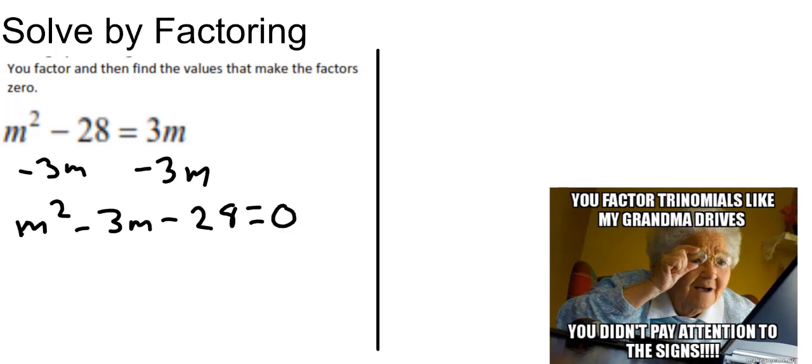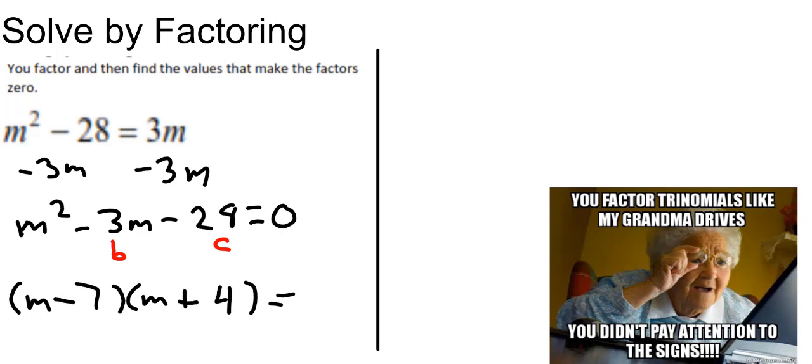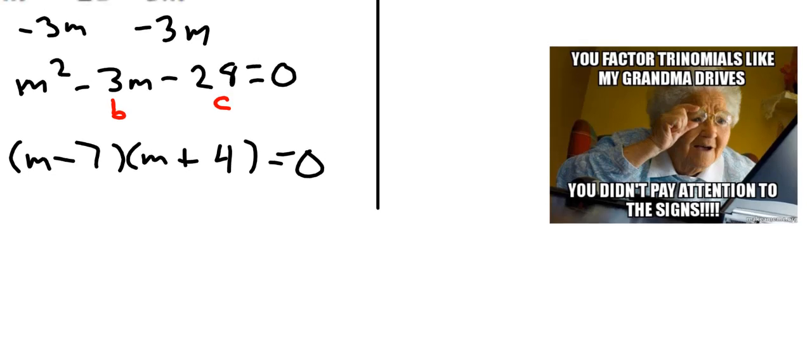With this one, remember, we're looking for two numbers that multiply together to give us c, but add up to be b. So we've got to find two numbers that multiply together to give us negative 28, but add up to be negative 3. What do you think those are going to be? If you said negative 7 and positive 4, that is exactly correct. They multiply together to give negative 28 and add up to be negative 3.